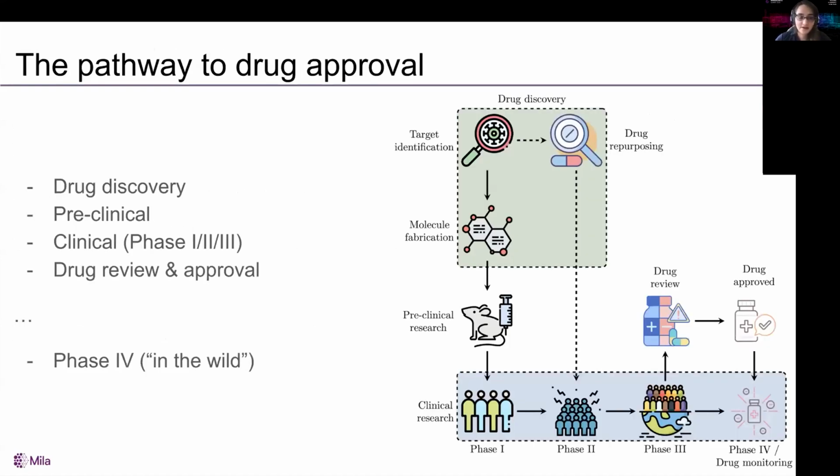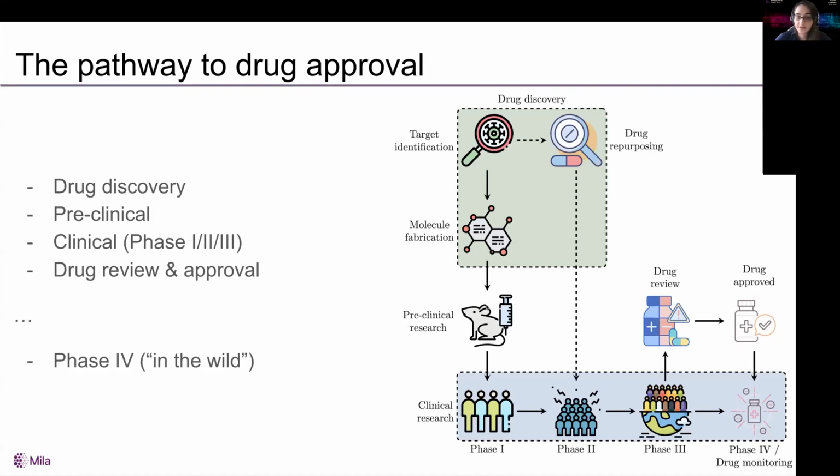So just to give an overview of what the drug development pipeline looks like. We have the drug discovery, which is this green square here, in which we are interested in finding the protein of interest. So which protein the drug should target in order to be efficient and cure the disease in a way. And then it's also concerned with molecule fabrication. So how do we find the drug and how do we produce it? And then after a formula is discovered, there's the preclinical research, where this is done in the lab. So there are different ways of testing that the drug is safe and doesn't have obvious side effects.